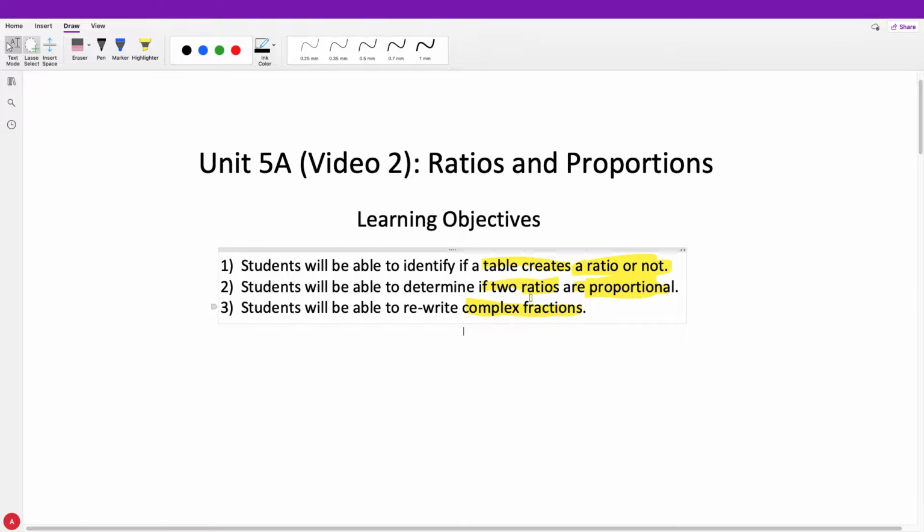So the last video that you watched was about what ratios are and explaining that to you. And this one is going to have you go into it and say, well, can I determine if something's a ratio? And if they are, if I'm given two fractions or two ratios, can I determine if they're proportional? And also, what is a complex fraction and how do I solve that? All right, this video may be broken up into two separate ones, so you might have three videos for this first section. We'll see how long this takes.